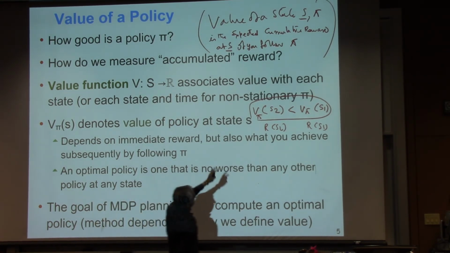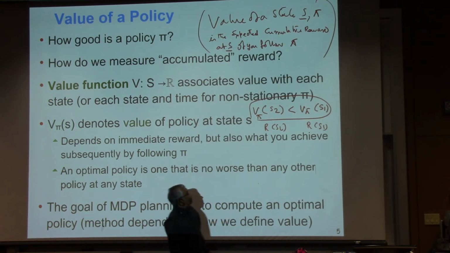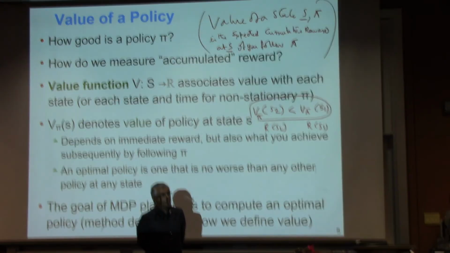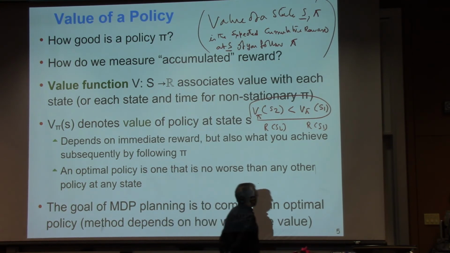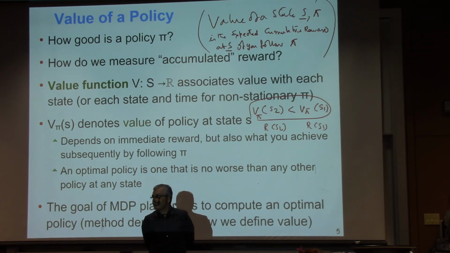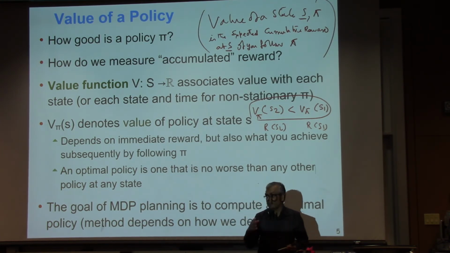Remember that the value of S2 is lower than value of S1. Can I now say that reward of S2 is lower than reward of S1? No. How many people say no? Okay. How many people think you can say that reward of S2 is less than reward of S1? Okay. The second batch has to work on your intuitions. Thanks for raising your hands.